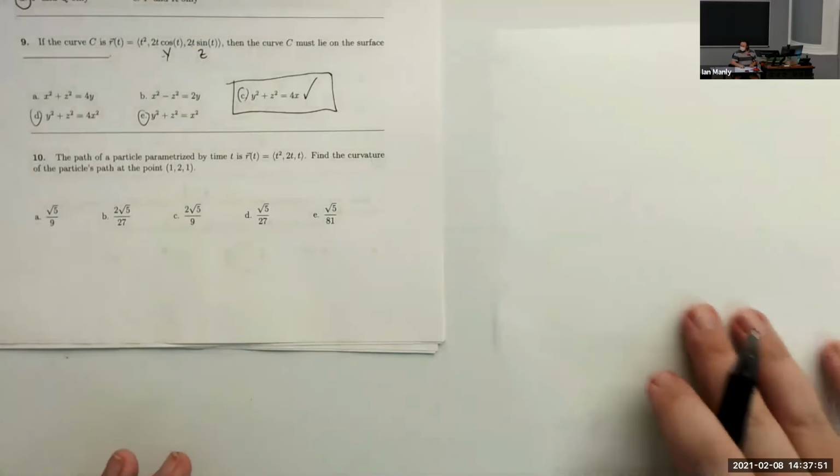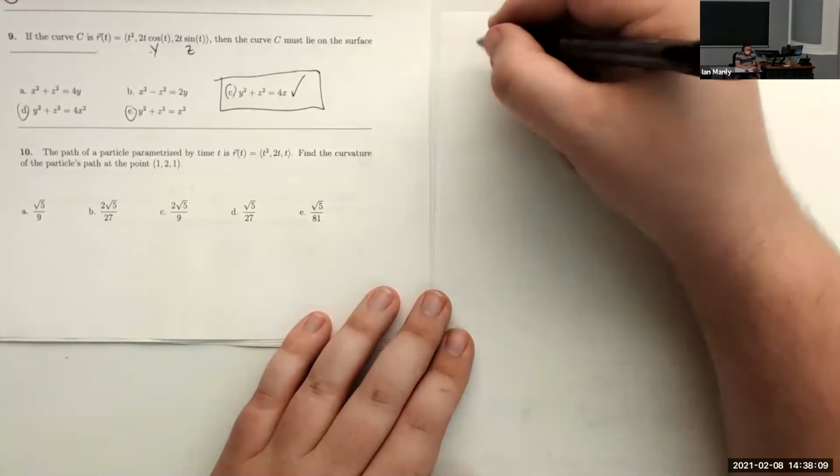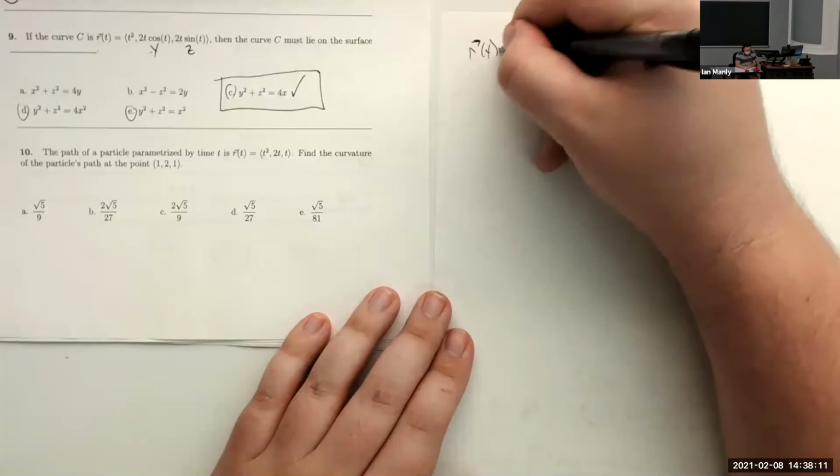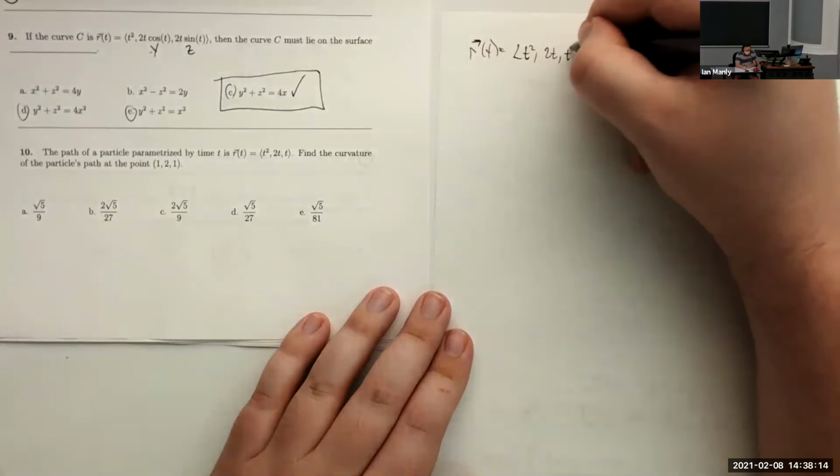All righty. Let's go to our last one here, or the last one on this page at least. Okay. So the path of a particle parameterized by time is this. Find the curvature of the particle's path at 1, 2, 1. Okay, so r of t is t squared, 2t, and t.